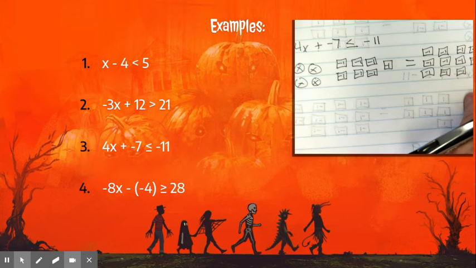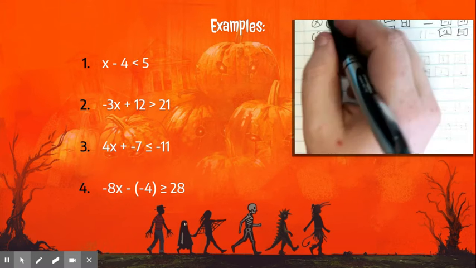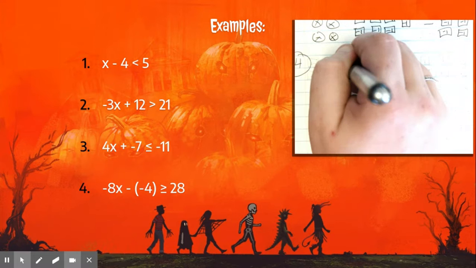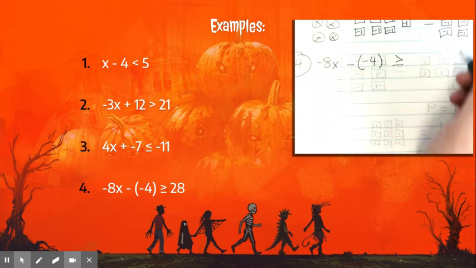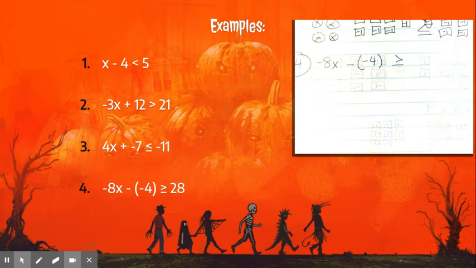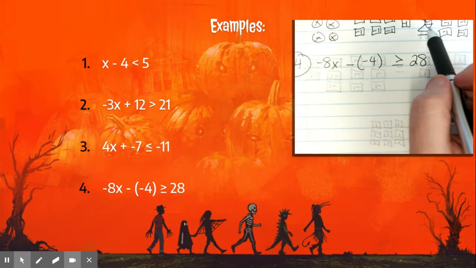Okay, and then our last one, number 4. Negative 8x minus a negative 4 is greater than or equal to, oops, that one should be less than or equal to. Greater than or equal to 28. Okay, that one up there wasn't an equals. It should have been less than or equal to.